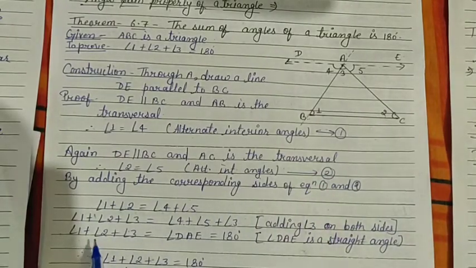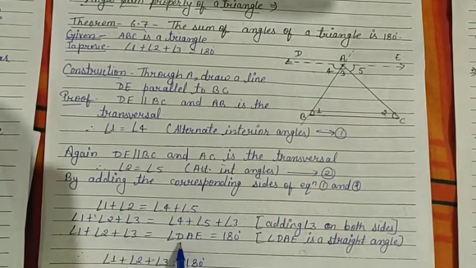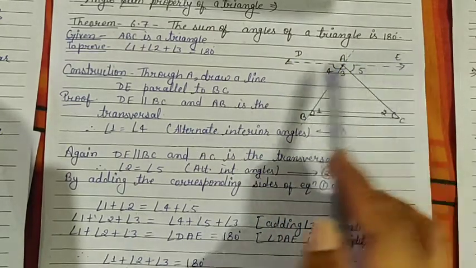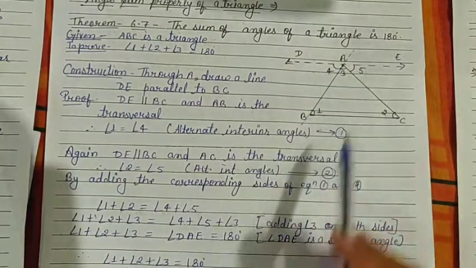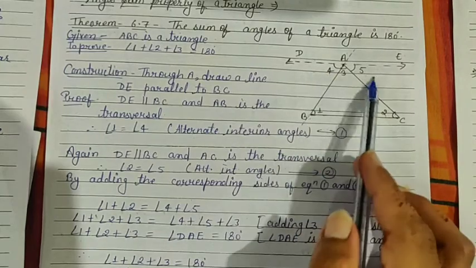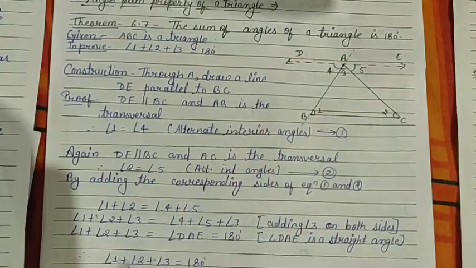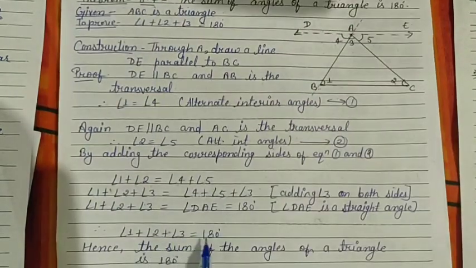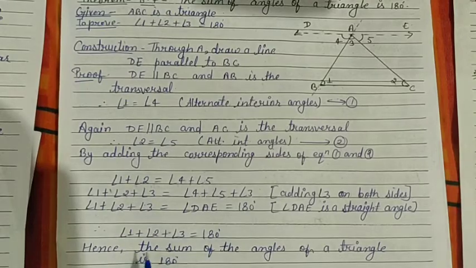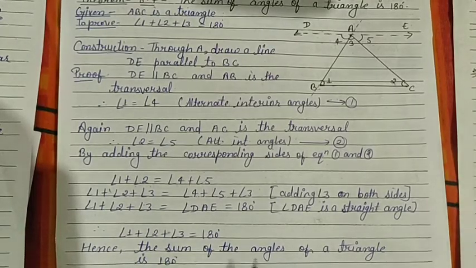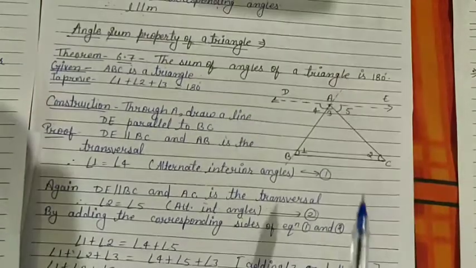So angle 1 plus angle 2 plus angle 3 equals angle DAE, and this is a straight line, so their sum will be equal to 180 degrees. So angle 1 plus angle 2 plus angle 3 equals 180 degrees. Hence the sum of angles of a triangle is 180 degrees.